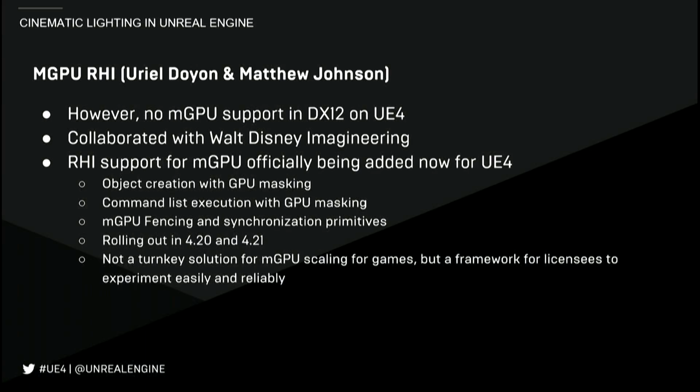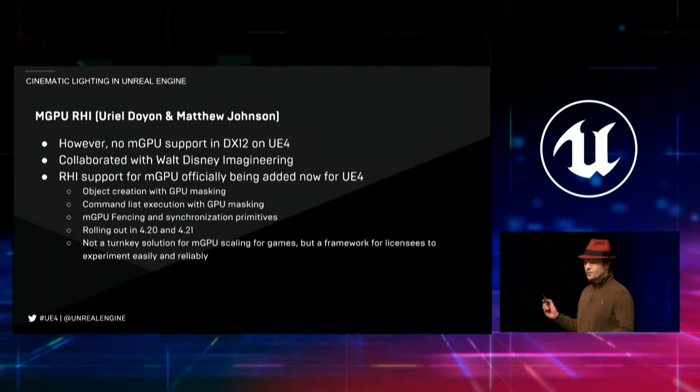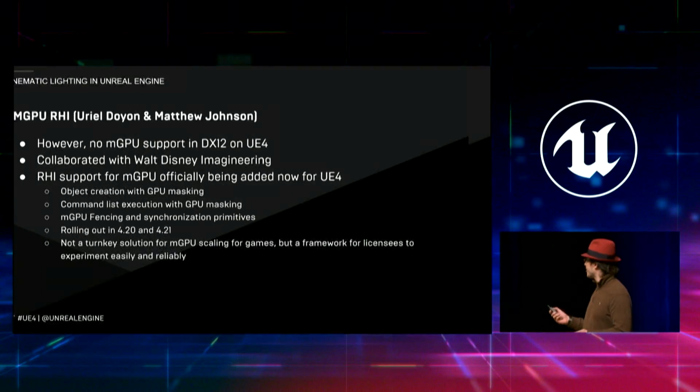However, there's no multi-GPU support in DX12 for Unreal Engine 4. But thankfully, Uriel and Matthew collaborated with Walt Disney Imagineering and implemented RHI support for mGPU officially now in Unreal Engine. You can now create objects on different devices with GPU masking, execute the command list on different devices as well. You can use mGPU fencing to synchronize your workloads, and all of this will roll out in 4.20 and 4.21. But remember, this is not a turnkey solution yet, but it provides you with a stable framework to experiment easily and reliably.